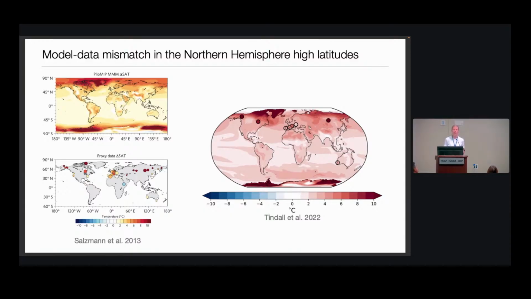The reason we want to look at vegetation is because we see that there's a model data mismatch, and particularly we see this in the northern hemisphere high latitude. So if you see the PMIP model ensemble over here and the proxy data over here, the dots are a lot more red than in the model. And then Julia Tyndall also did another compilation over here, and you can see also that the proxy data is a lot warmer than the models.